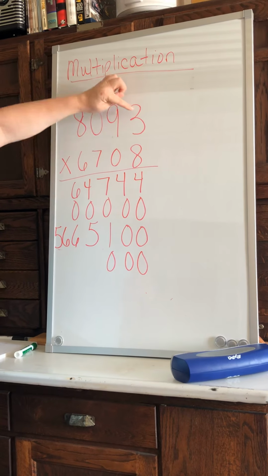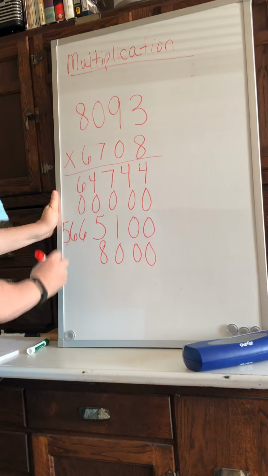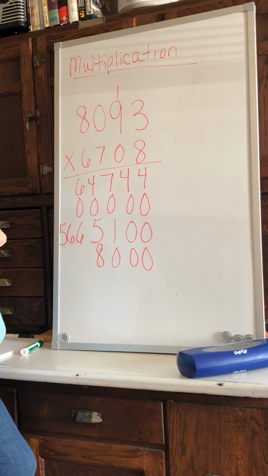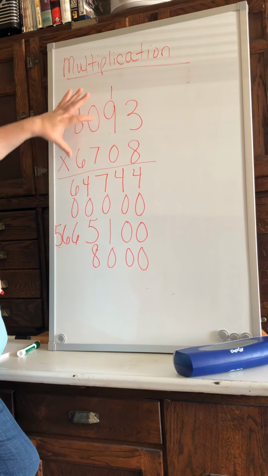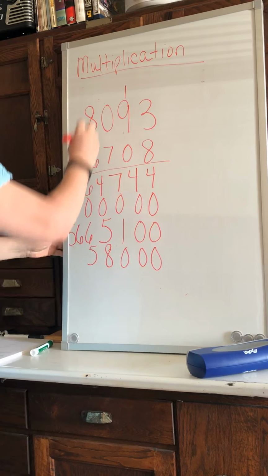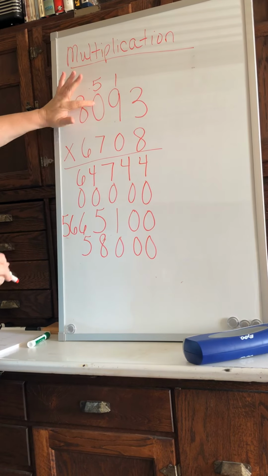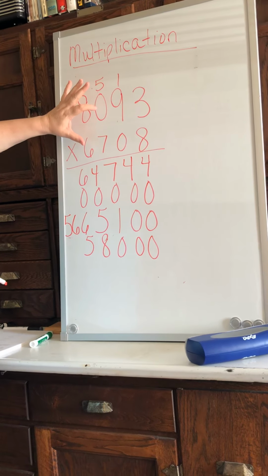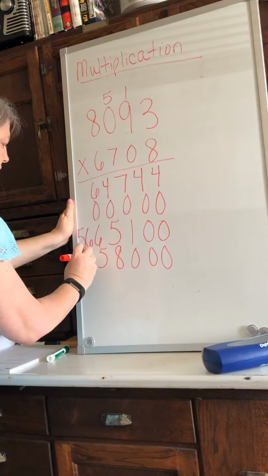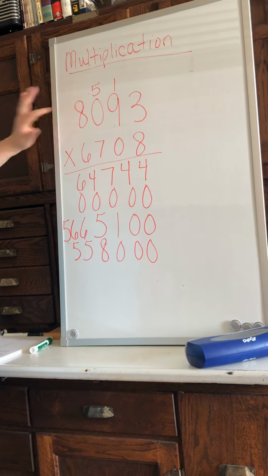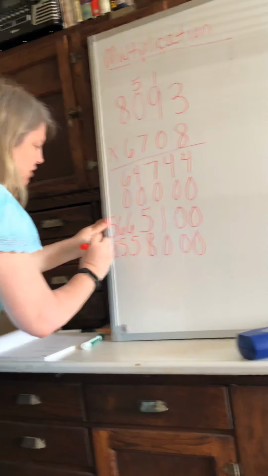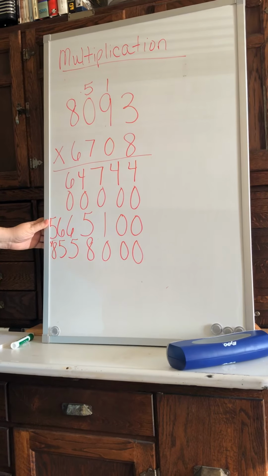Okay, 6 times 3 is 18. Carry the 1. 6 times 9 is 54. 54 plus 1 is 55. Carry that 5. 6 times 0 is 0. 6 times 0 is 0. Plus 5 is 5. Ooh, and 6 times 8 is 48. So I'm going to have a little bit of an issue. I'm going to have to write that 4 over there.